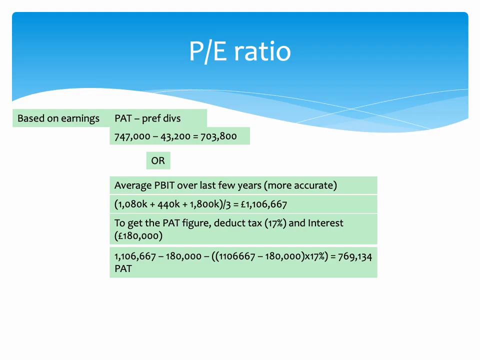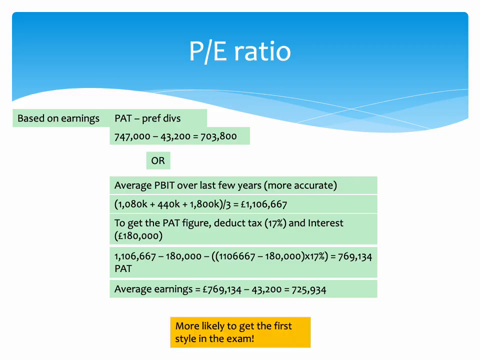So we've got our average profit after tax for the last few years. If we knock off our preference share dividend, that will get us our average earnings of £725,934. Like I say, you're much more likely to get that first style in the exam where you've just got it for a single year. But if not, like I say, there you go. You can work out how to do an average.